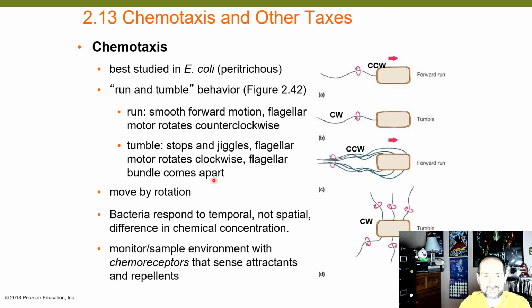The flagellar bundle can come apart. If it's peritrichous, you have the tumble, and look at all the flagella coming apart. During a run, the flagella all kind of bundle together. And again, they move by rotation.